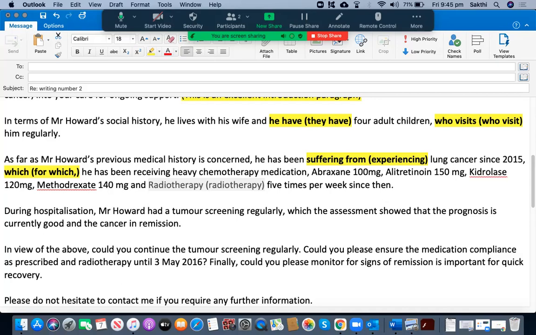Or if you write down radiotherapy at the beginning of a sentence, if it is the first word of a sentence, then you have to use the capital letter. So, and received the 5 times per week since then. Let's say, since you have already mentioned since 2015, he has been already receiving all these things, so you don't need to mention for. Since for which he has been receiving these things means since 2015 until now. That's not a mistake. I'm happy with that.